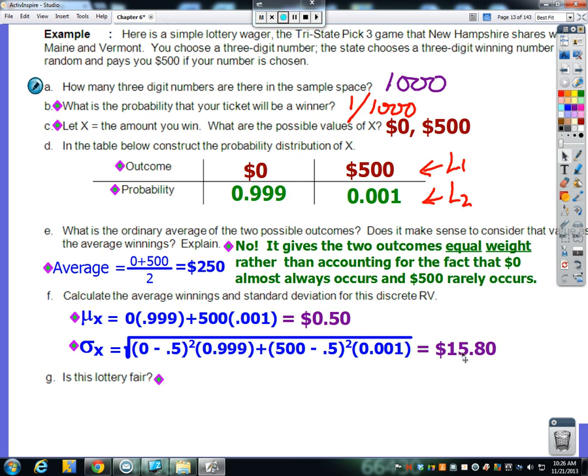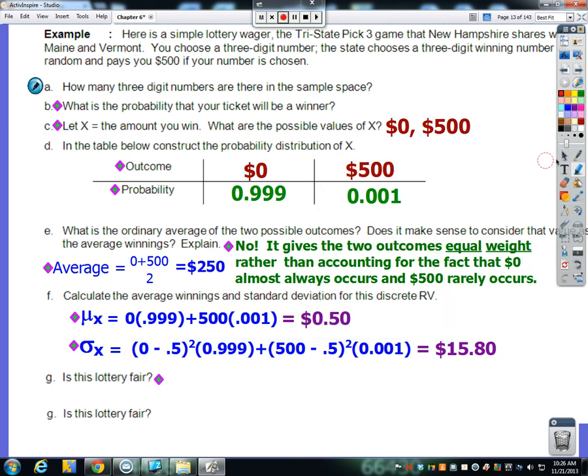And you might think that's a really large standard deviation. Could it happen that the standard deviation is larger than the mean? Yeah, if we're talking about between $0 and $500 and the mean's 50 cents, there is a huge deviation between the mean and $500. That's where a lot of this $15.80 is coming from.